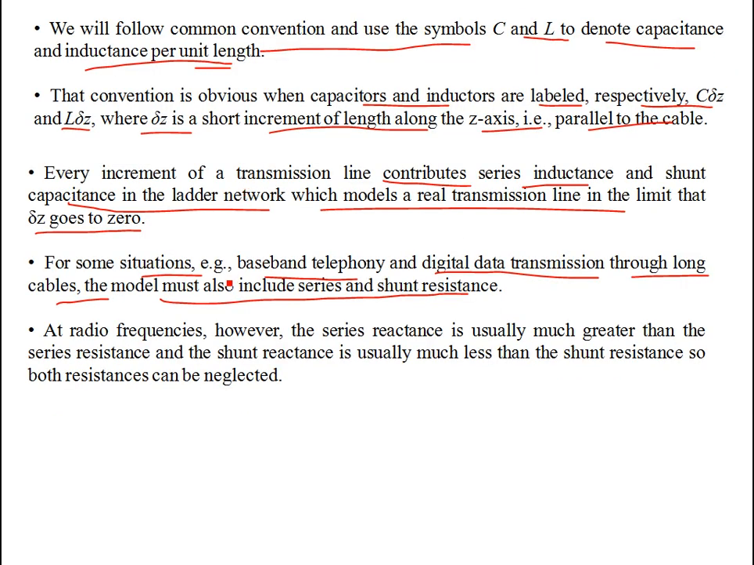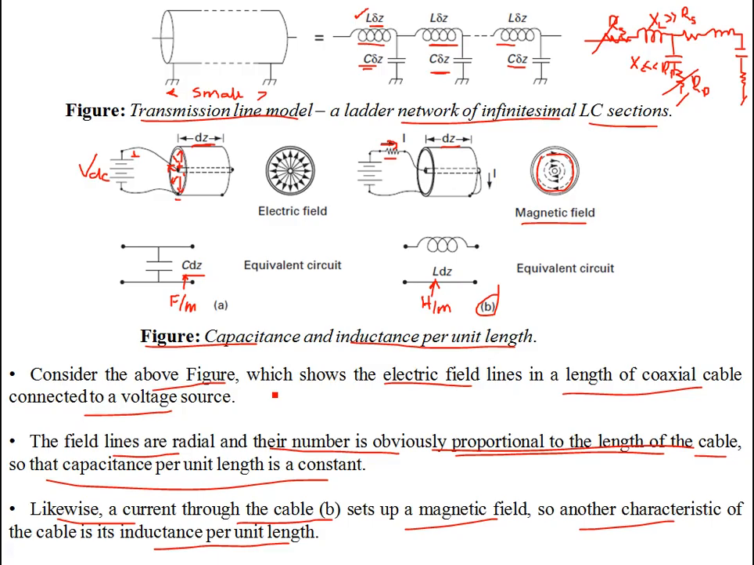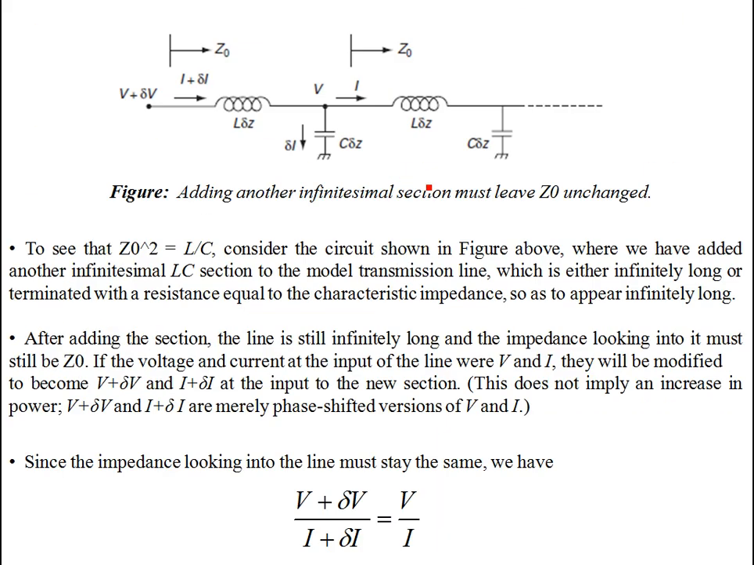At radio frequencies, the series reactance due to the inductance is much greater than the series resistance, and the shunt reactance is usually much smaller than the shunt resistance. So both resistances can be neglected. What we are considering here is a lossless piece of transmission line. There is no resistance, there is no loss.